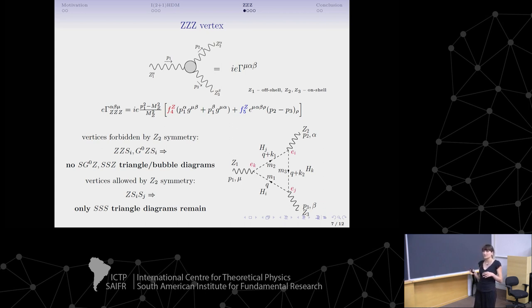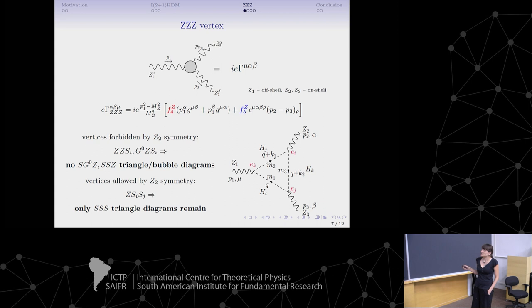There are two types of contributions to that vertex, if one Z is off-shell and two are on-shell, which are parameterized by these factors F4 and F5. This one, F4, is the CP-violating observable. It conserves parity but violates charge conjugation. And this one, F5, violates both C and P, therefore it's a CP-conserving one. What can be in this vertex depends, of course, on the model. In our model, the structure of that vertex is limited by the Z2 symmetry because we cannot have vertices like ZZ scalar or Goldstone Z scalar, because Z2 would be violated. So the only way to construct this type of vertex in this model is to have neutral scalars running in the loop.